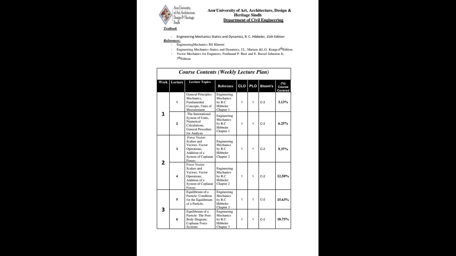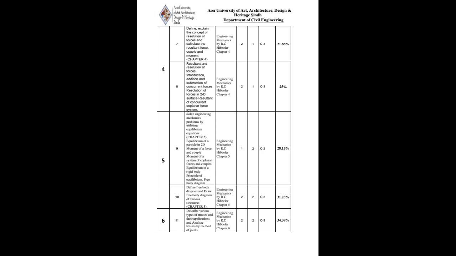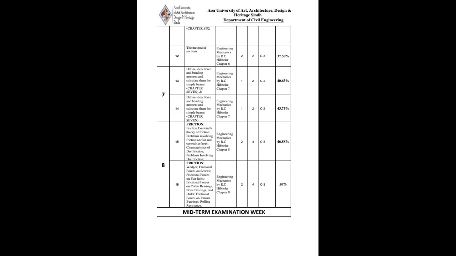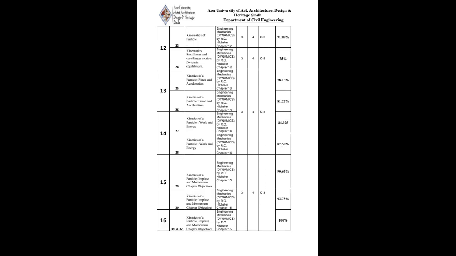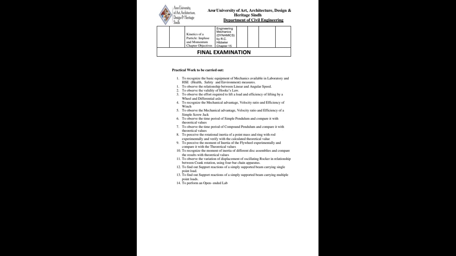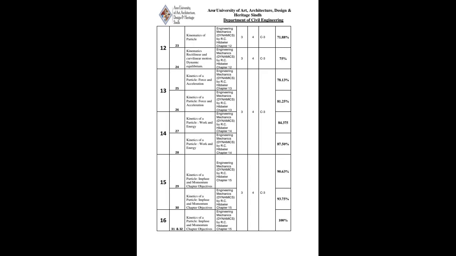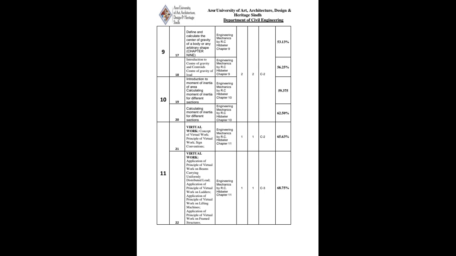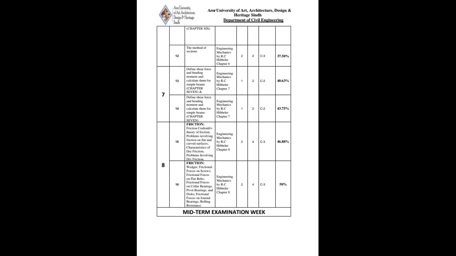Okay, this is our weekly plan. In our weekly plan, how many weeks do we have in total? 16 weeks, right? Yes, 16 weeks. After 8 weeks, we have the midterm exam, and then in the last 8 weeks, we have the remaining part of our course outline.